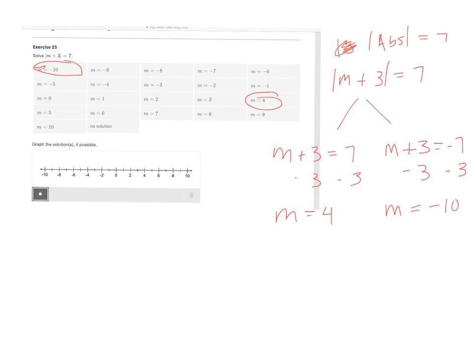Let's see if positive 4 is over here. If you were to graph this, you would have positive 4 here. You would have negative 10 here. And then if we wanted to pick the middle, I don't think you had to, but if we wanted to pick the middle, 10 plus 4 is 14, so 7. So I'd go 1, 2, 3, 4, 5, 6, 7. So here is my middle at negative 3.